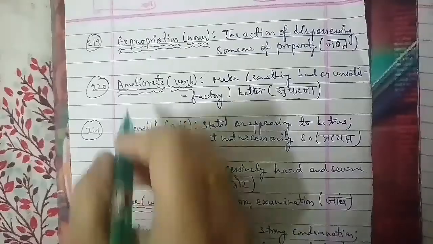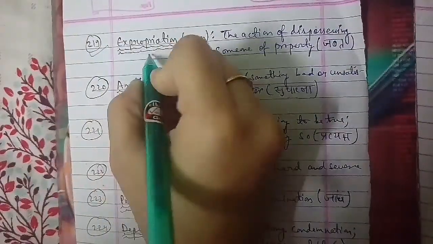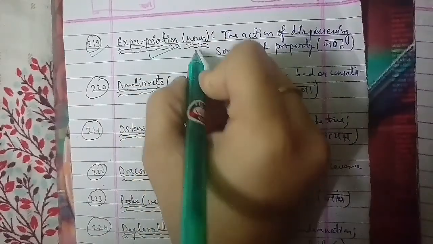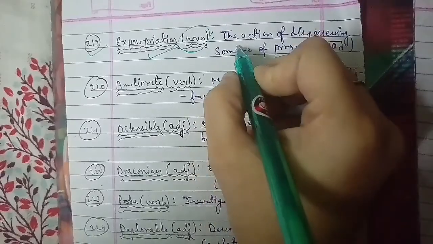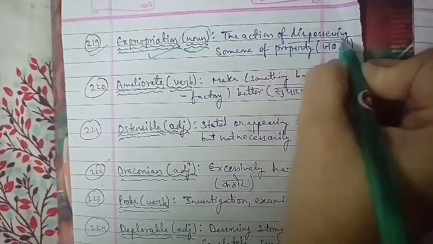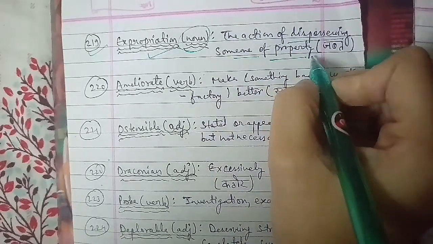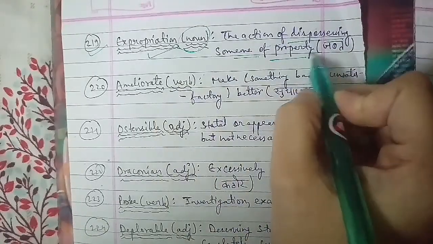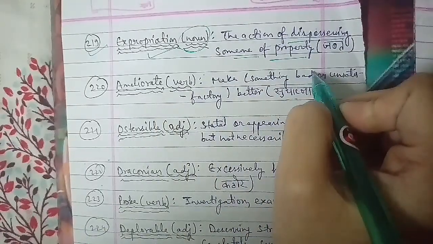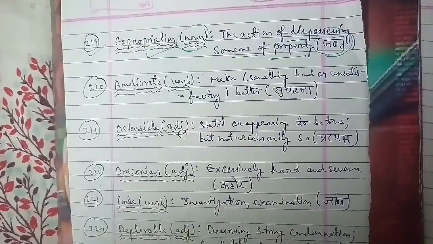So the next word we have here, 219 word, that is expropriation. Expropriation is a word that is used as a noun, and the meaning is the action of dispossessing someone of property. So basically expropriation is a word that we use in the form of a noun, जिसे हम कहते हैं जब्त करना, किसी की प्रॉपर्टी को जब्त कर लेना. For that word we can use the word expropriation there.